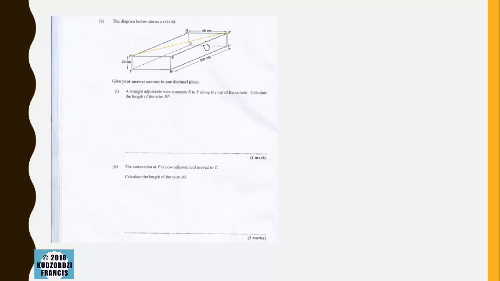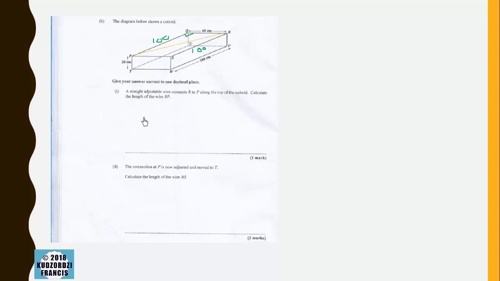Now this is the diagonal of the top rectangle, or the top face. So we know this is 100, and this is 60. So 100 by 60 over there. Therefore for RP, we can use the Pythagoras Theorem. The angle over here is 90 degrees. It's a right angle.